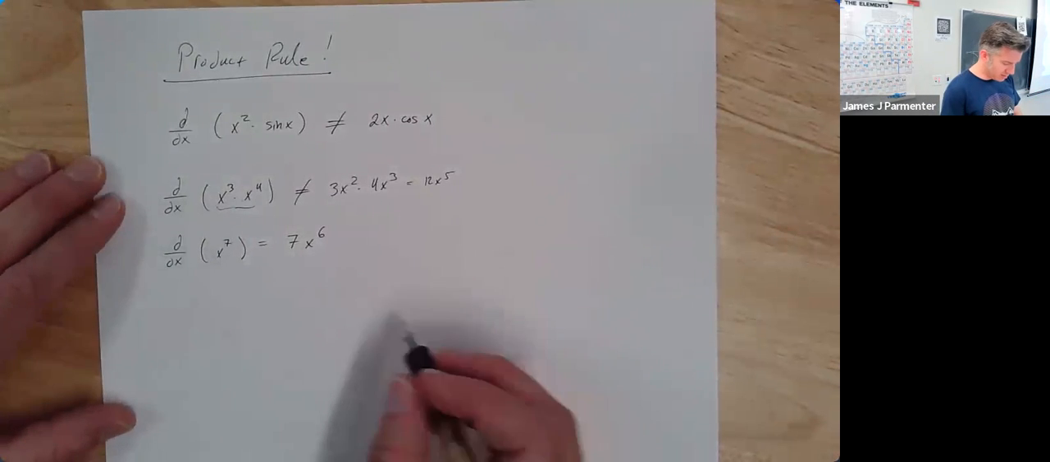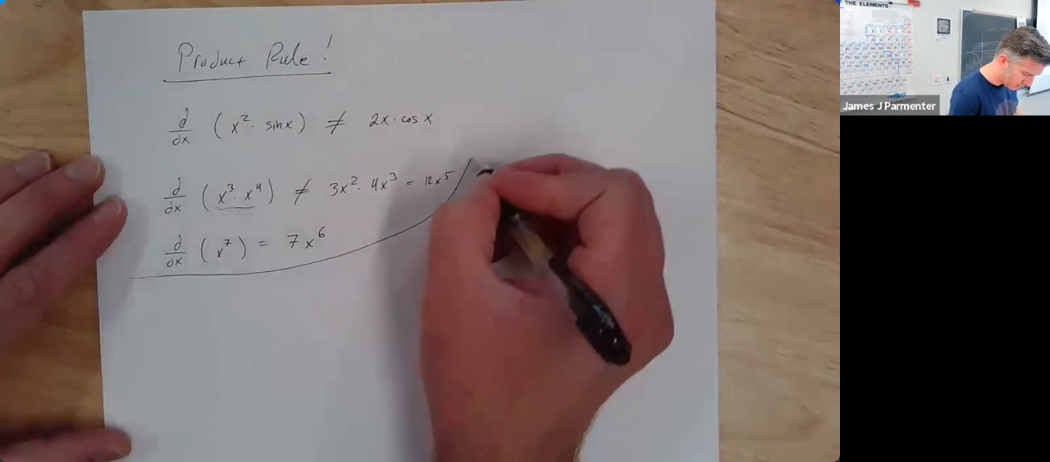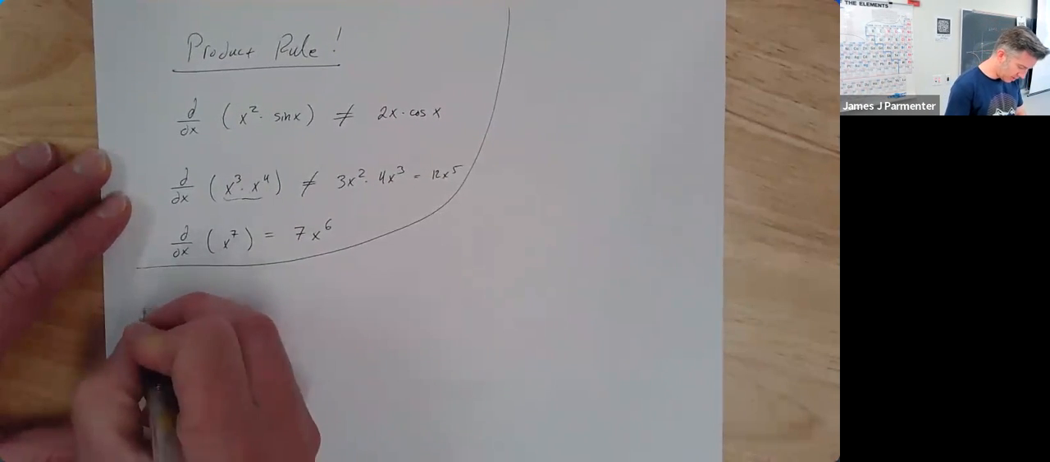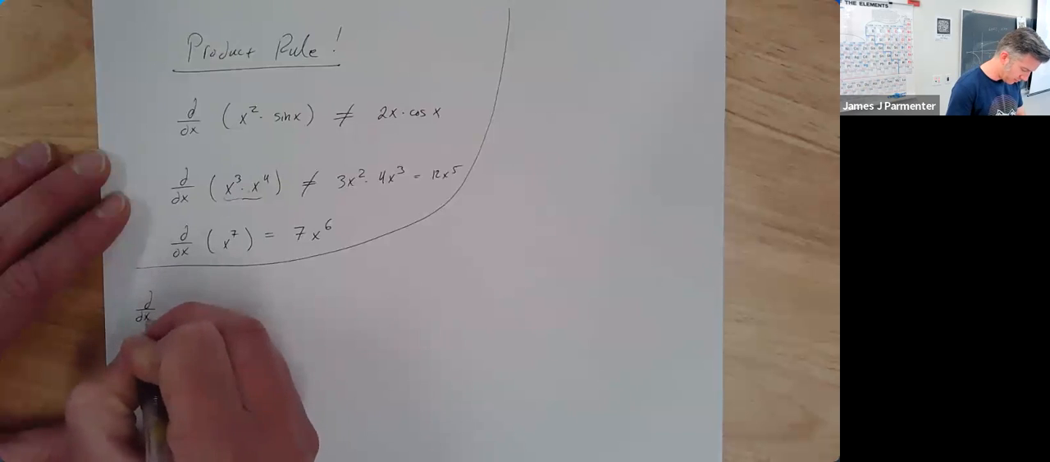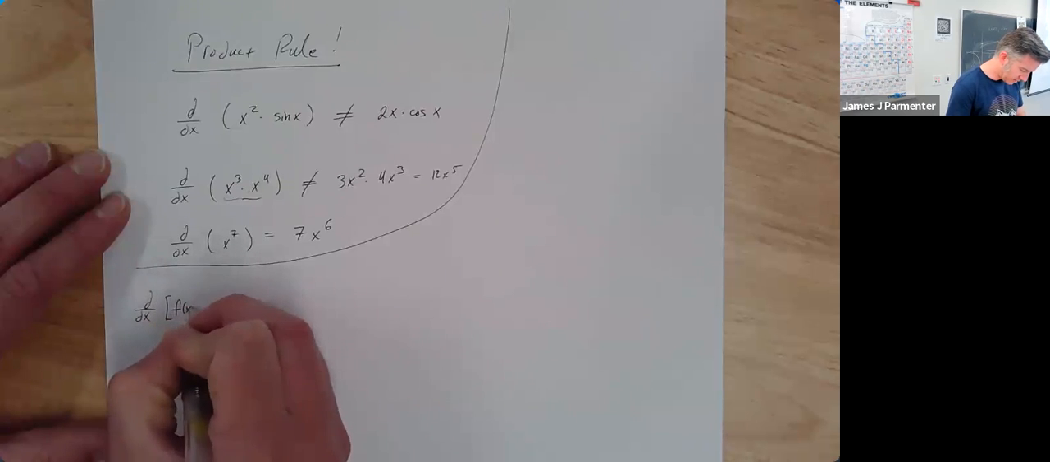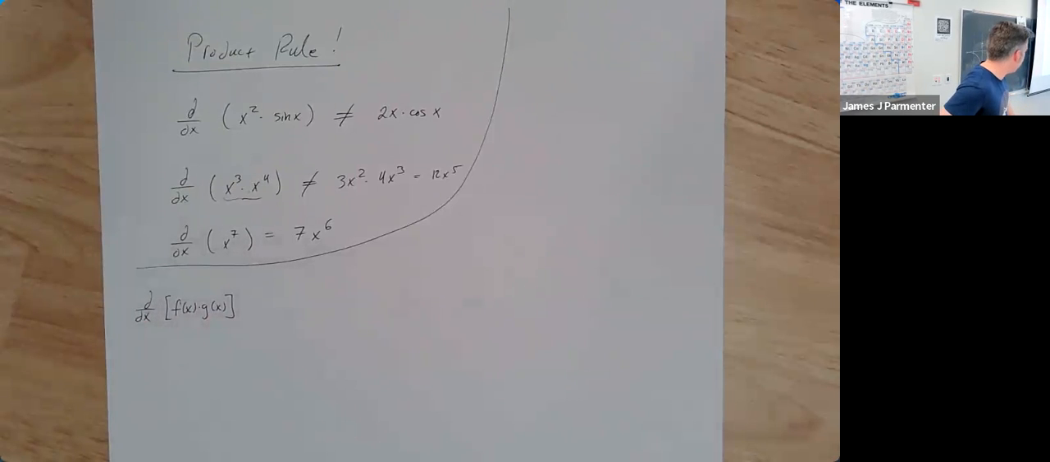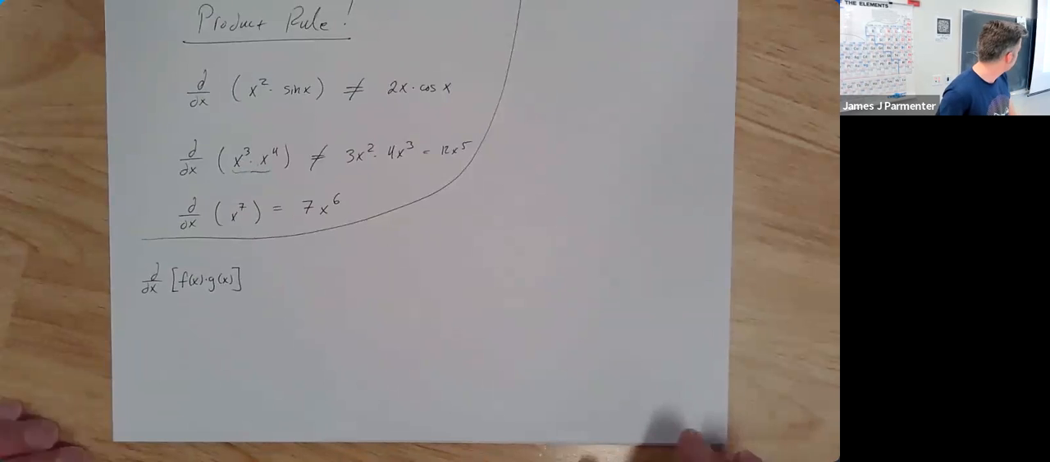Okay, so what do we do instead? Well, we do the product rule. So here's how the product rule works. I want to take the derivative of f of x times g of x. You may or may not want to write this down because I am going to show you how it works.